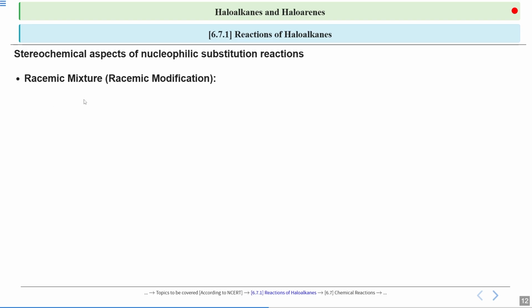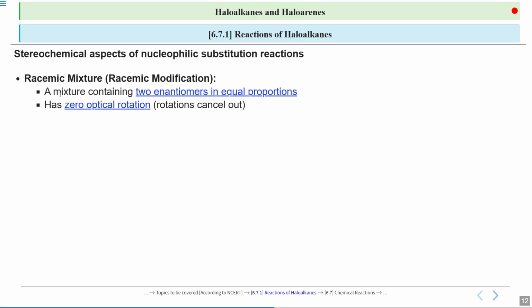Racemic mixture. Now let's understand the racemic mixture. You can also say racemic modification. It is a mixture that contains two enantiomers in equal proportion. So the mixture having two enantiomers in equal proportions is known as a racemic mixture. This racemic mixture has zero optical rotation. That means the rotation of one isomer cancels out the rotation of the other isomer. So the total optical rotation of the racemic mixture is 0.